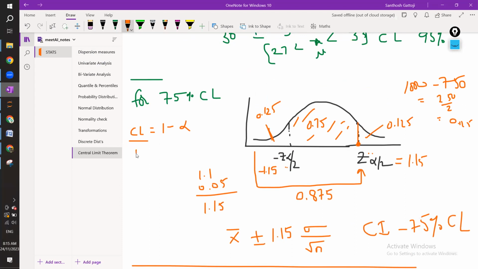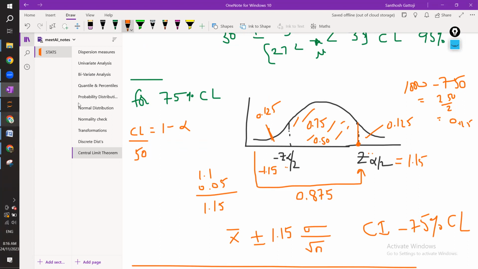So if you say I want only 50% confident, what will become? This will become 0.50, and the remaining part will be 0.50, and each side will go 0.25. And this particular point is capturing how much area? This whole area, 0.75. Correct. Okay, that will be 0.75.